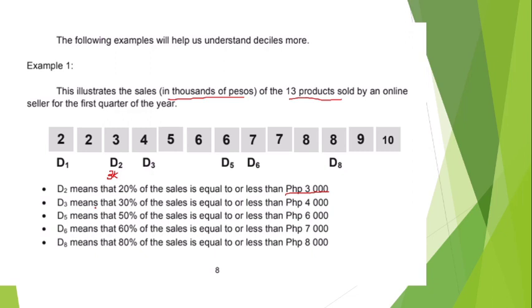D sub 3 means that 30% has less than 4K. Decile 5 is 6K, so 6K is 50%. Decile 6 is 7K. Sorry for the ugly handwriting. Next, decile 8, so that is 8K. So those are the values following the deciles.